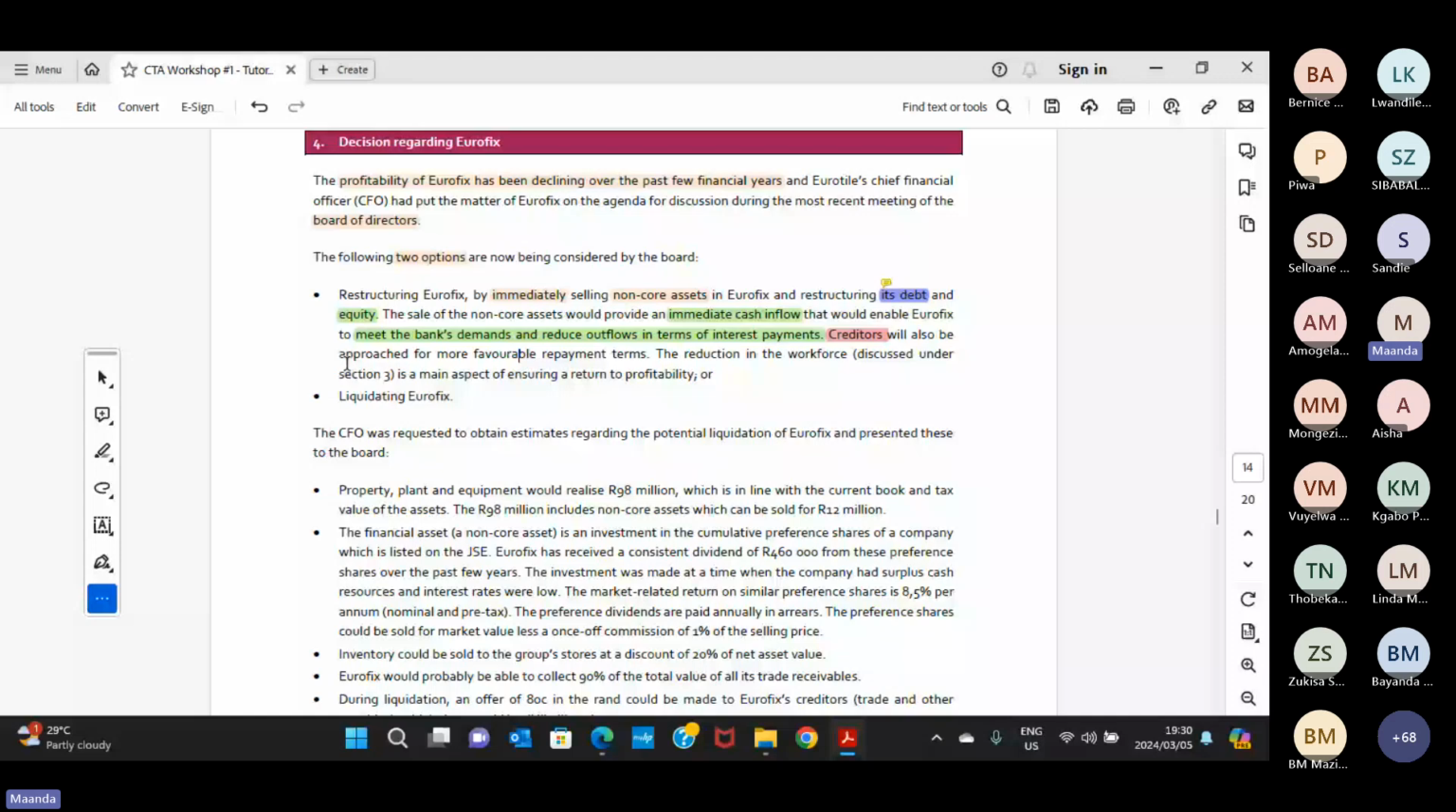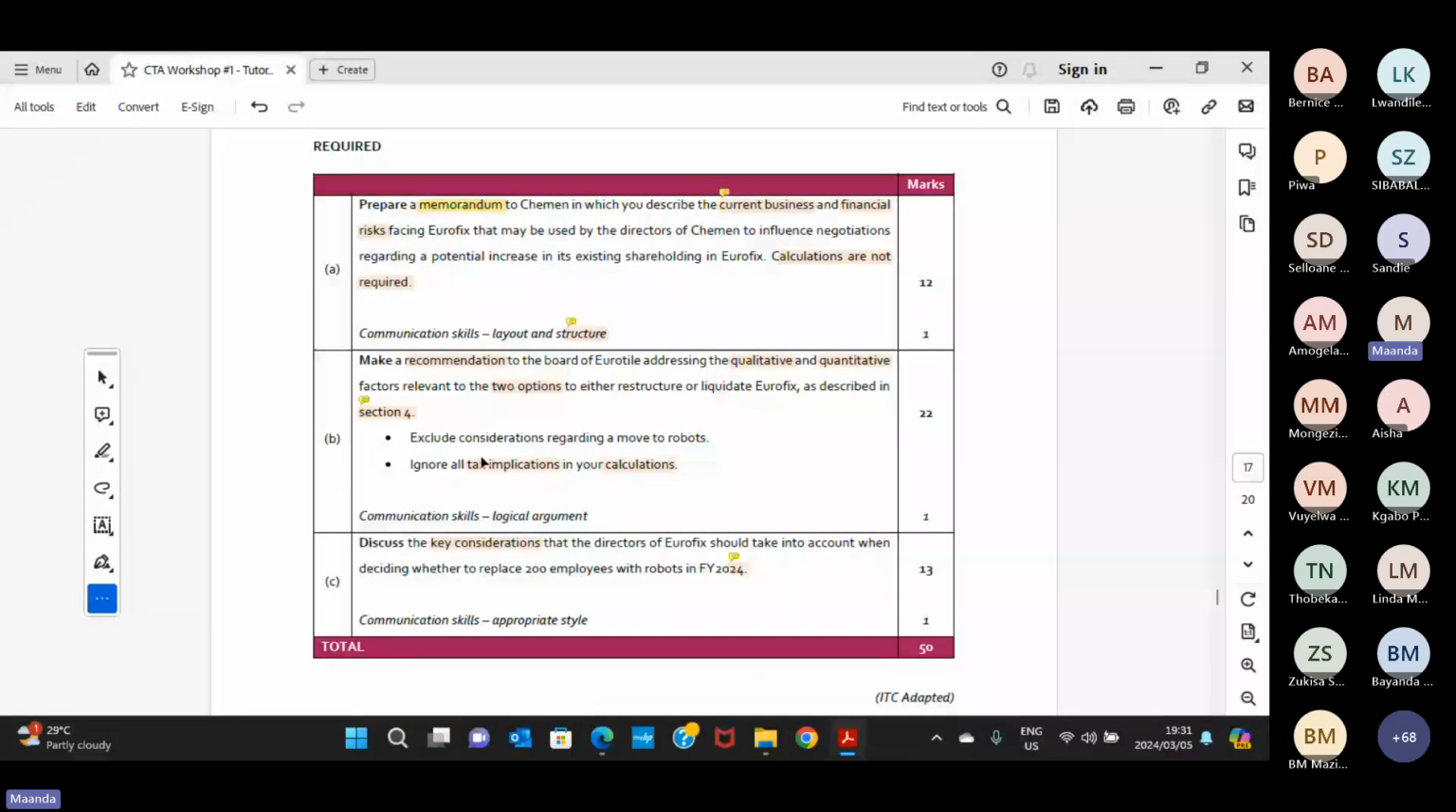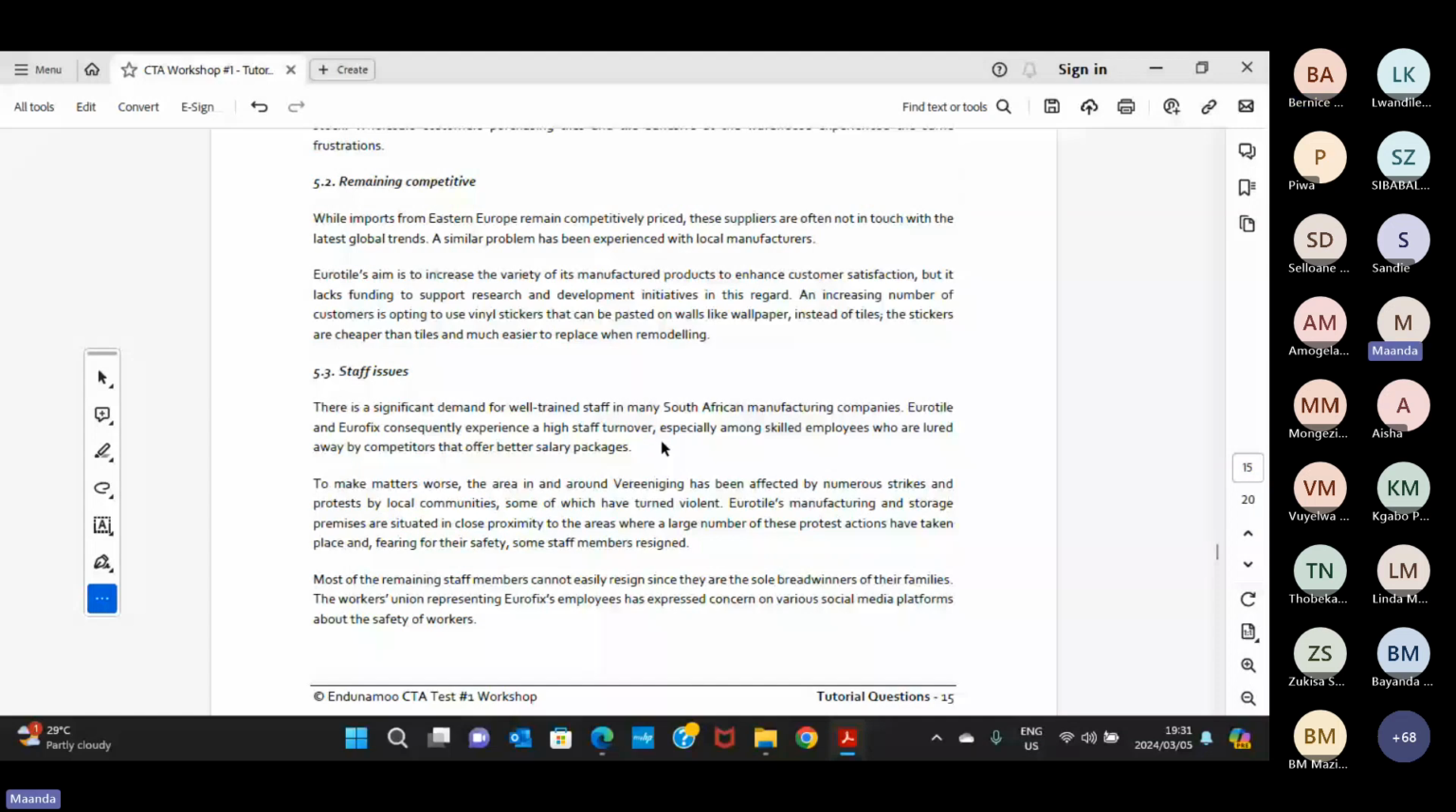Then we're told that we must not discuss the reduction in workforce. Right? The reduction in workforce discussed under 3 is the main aspect of ensuring return to profitability. But we're told in the required that we must not discuss the consideration regarding the move to robots. All right.